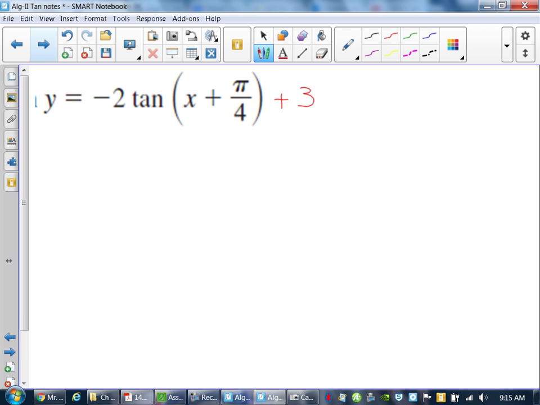We'll add a K. I see what you did there. So y equals -2 tangent times parentheses x plus pi over 4, all plus 3.